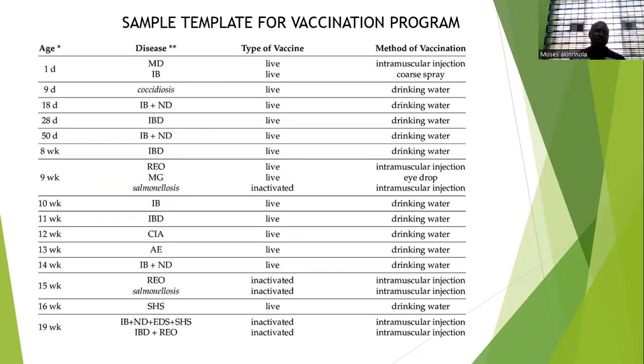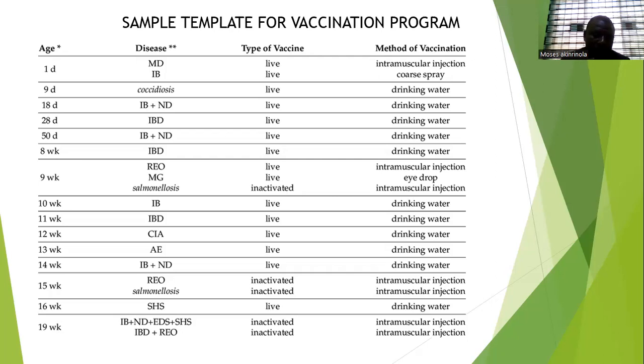Well, this is a typical example of a vaccination program. Now, about the vaccination program, let me talk a little bit about it. Different hatcheries have their own problems, as I've said earlier. So if you are getting birds from CHI, for example, there are vaccination programs that CHI can give you.